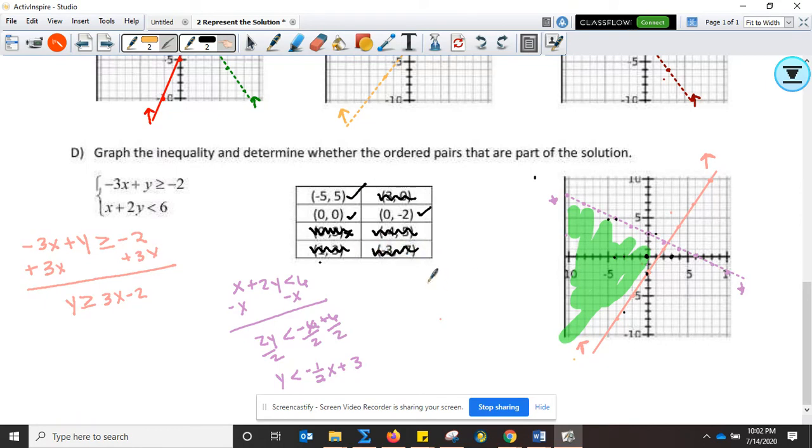So your answers are going to be negative 5, 5, 0, 0, and 0, negative 2. And this would be like a TEI question where you would have to select all that would apply and be the correct answer. And those are the ones you would check.